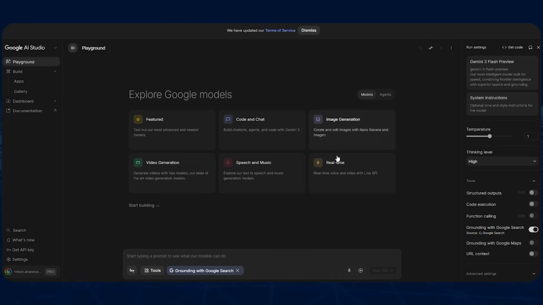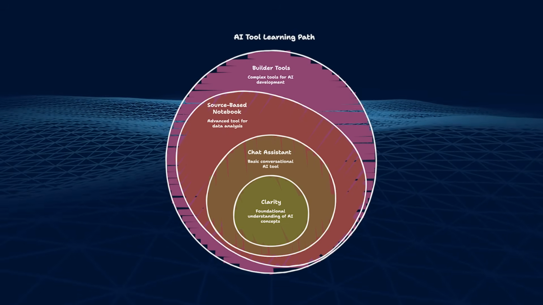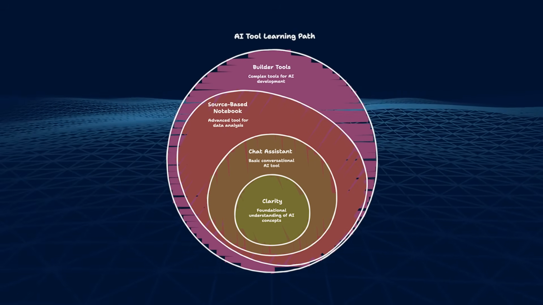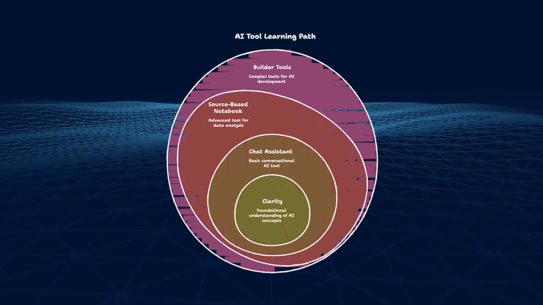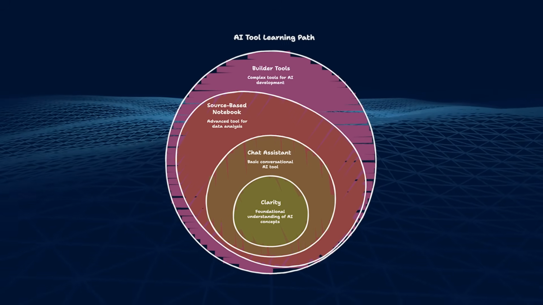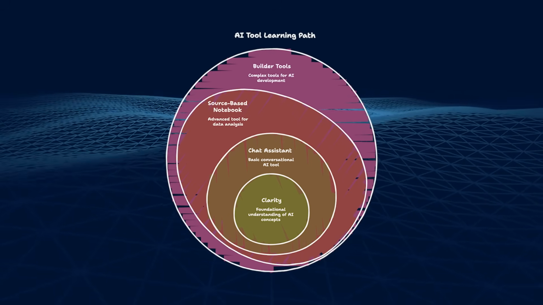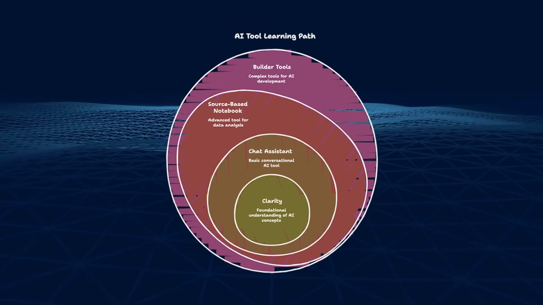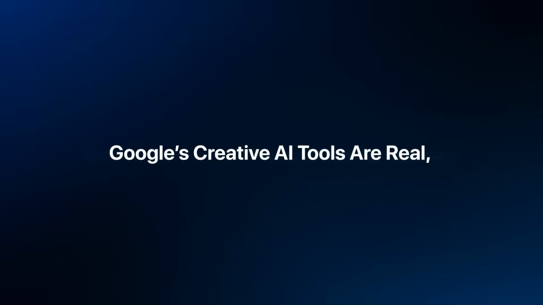Too many beginners jump into builder tools because they think the more advanced-looking product must be the more powerful one for them. That is usually backwards. A person who does not yet understand the difference between a chat assistant and a source-based notebook does not need more knobs. That person needs clarity first. So the beginner path is simple. First, learn what the tools are for, then move into the more technical environment later. Starting with AI Studio too early is like learning to drive by opening the hood.